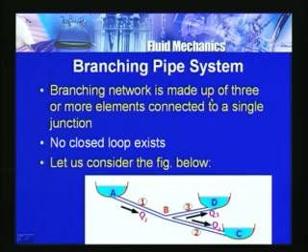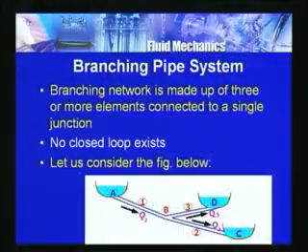So, here we may be connecting a number of reservoirs or a number of tanks, and a number of piping systems will be there in between them. As such, there is no looping or networking of the pipes, but we are simply connecting various reservoirs or various tanks together to form the branching pipe system. So, here no closed loop exists as such.